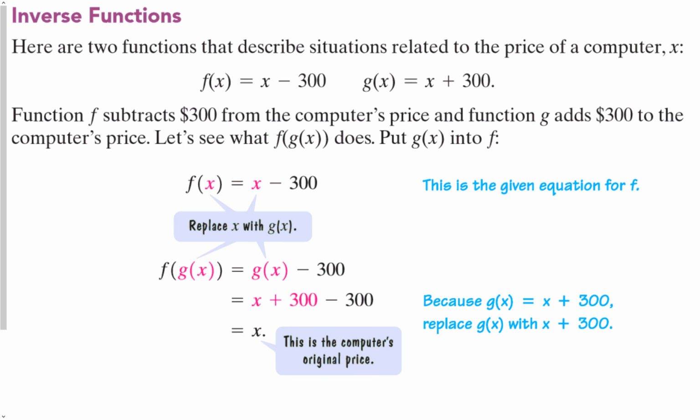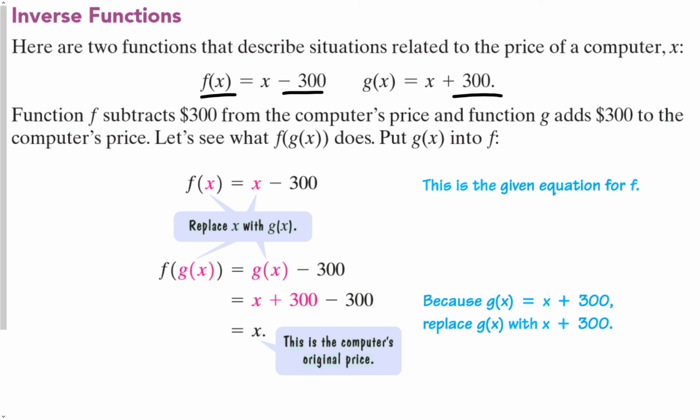If we look at two functions that describe situations relating to the price of a computer. In my first function, I'm going to take $300 away from the computer's price. In the second function, I'm going to add $300 to the computer's price. If you take $300 away and then you add $300 later, you're pretty much going back to where you started. The one function is undoing everything that the first function did, and that is the relationship of a function and its inverse. Let's see how this works.